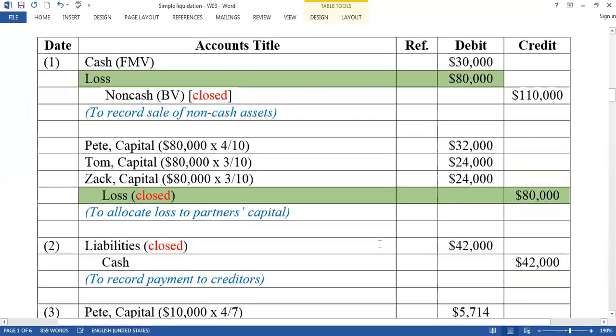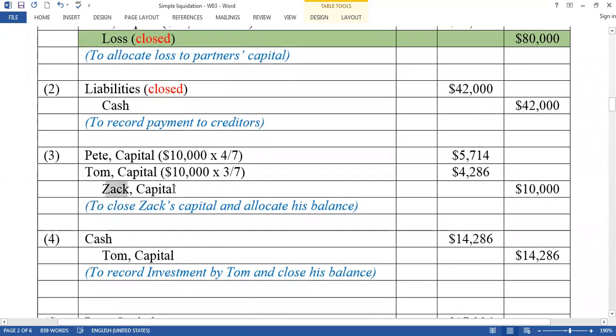So look at the journal first. We give Jack $10,000 capital from our capital. If I give my capital to you, your capital will increase and my capital will decrease, right? Same here, we two people, P and T, share $10,000 capital with Z. So Z capital increased $10,000, so it is credit, right? Then Z is going to be closed.